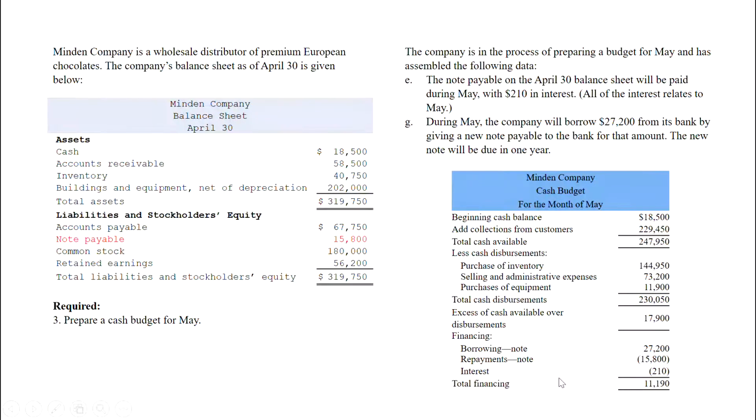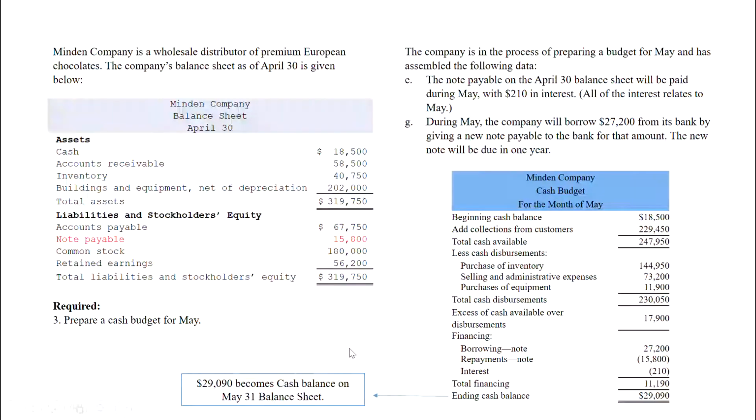If we add up all our financing, a borrowing or inflow projected of $27,200, a repayment of $15,800, interest payment of $210, that's a total inflow from financing of $11,190. Because it's an inflow, we'll add it to our excess of cash available over cash disbursements, and that gives us a projected ending balance of cash for May of $29,090. Now that finishes off our cash budget. I want you to keep in mind that this ending cash balance of $29,090 is also going to be the expected cash balance that will appear on our May 31st balance sheet.